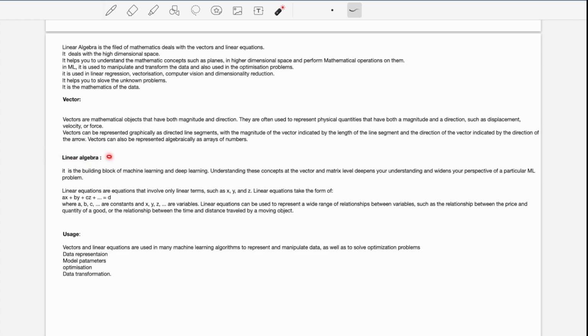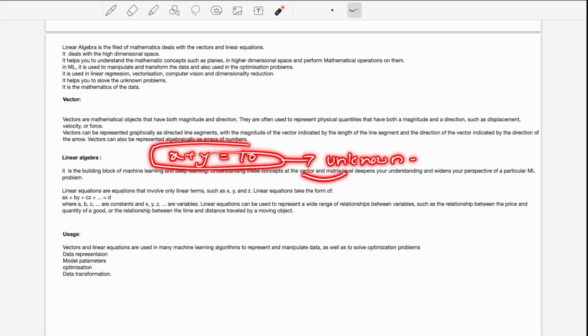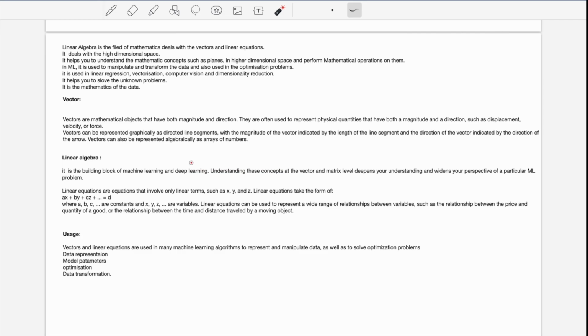So what do you mean by linear algebra and how does it relate to the machine learning field? It's just a building block of machine learning and deep learning. Understanding these concepts at the vector and matrix level deepens your understanding and widens your perspective in the machine learning field. Linear equations involve linear terms such as x, y and z. For example, x plus y is equal to 10, as I gave as an example previously, for finding unknown values. That is where linear algebra is used.